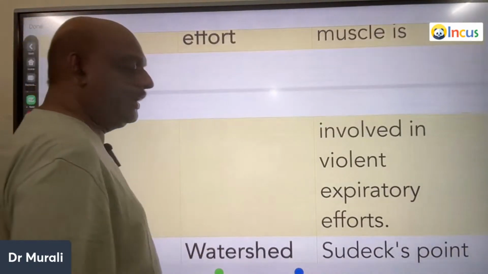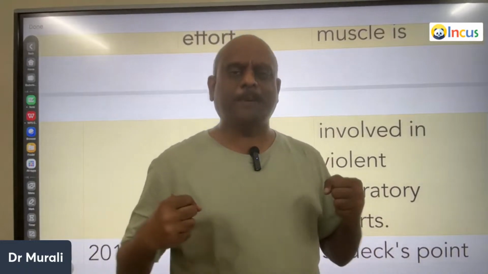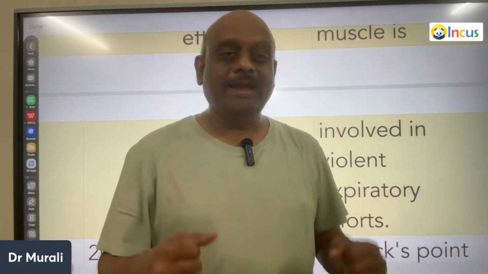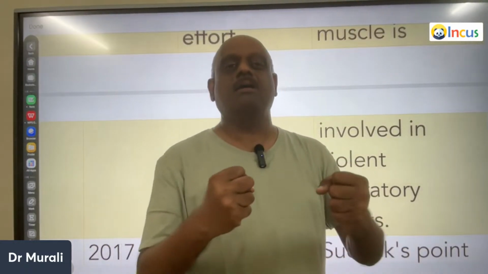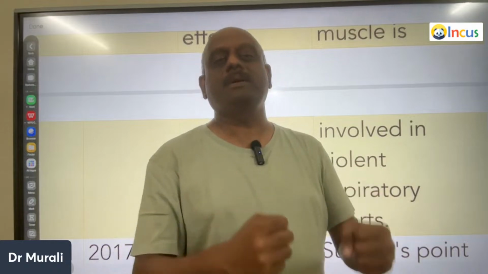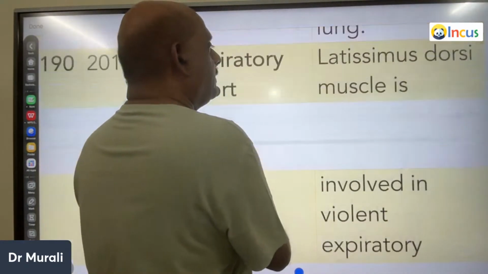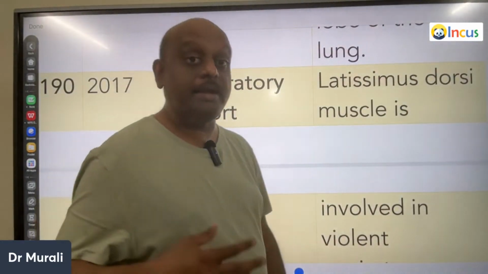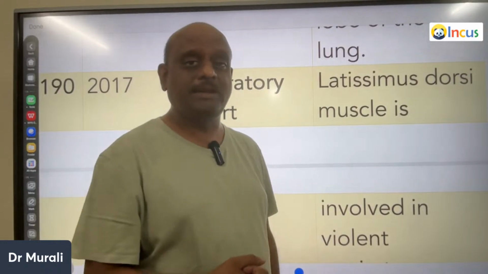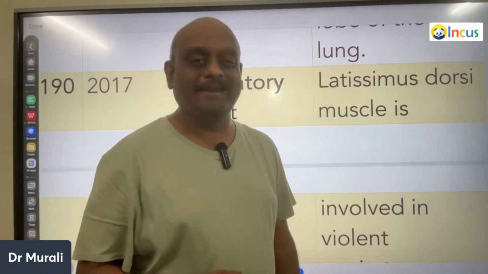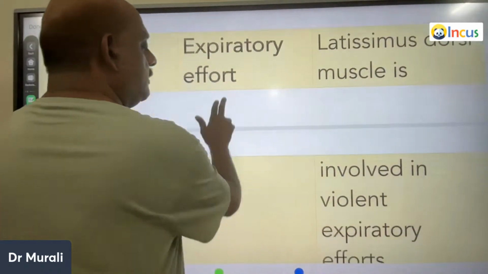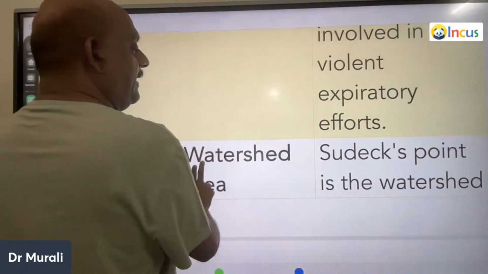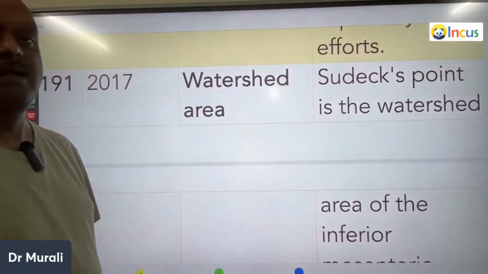Now, whenever you are doing a violent expiratory effort, then your extra ventilatory muscles will work. And what is the muscle which is very important for letting you do a forced expiration? Latissimus dorsi is the one which is involved in the violent expiratory efforts.